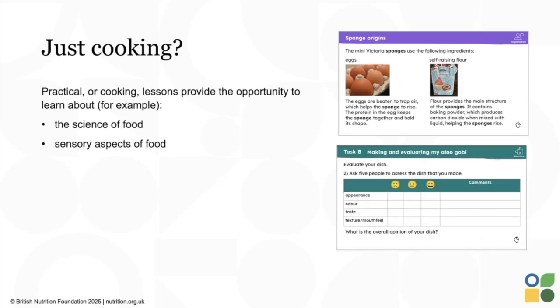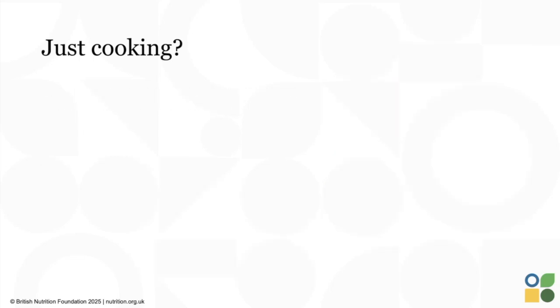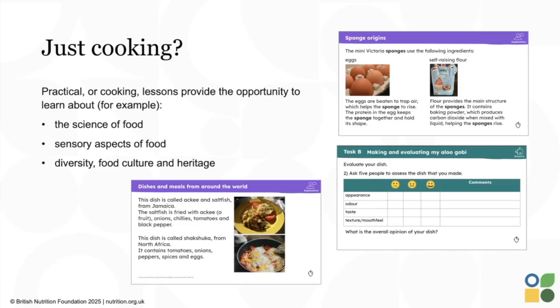We've got lots of information and activities around the sensory aspects of food, lots of different types of evaluations that you could do with the pupils, and then also thinking about diversity, food culture and heritage, which Sam said right at the beginning is such a big part of everything that Oak does, and we've tried to translate it into the cooking and nutrition lessons. And the slide on there talks about foods from North Africa and Jamaica as well. So thinking about really bringing into the pupils' knowledge different cultures around the world.